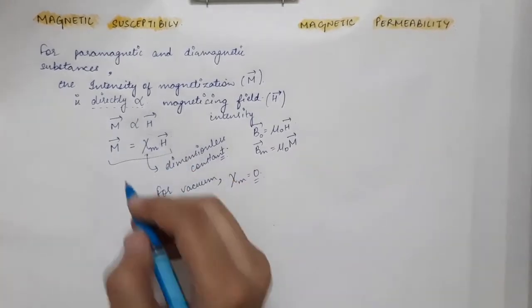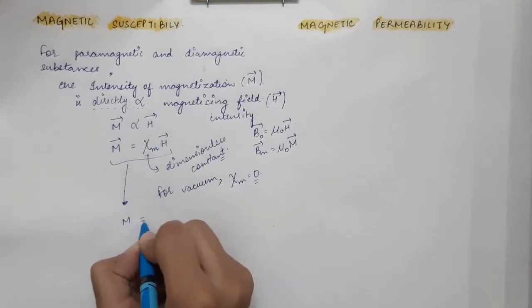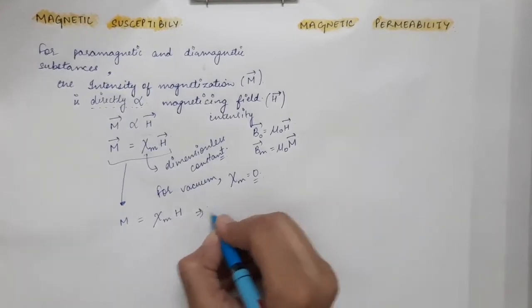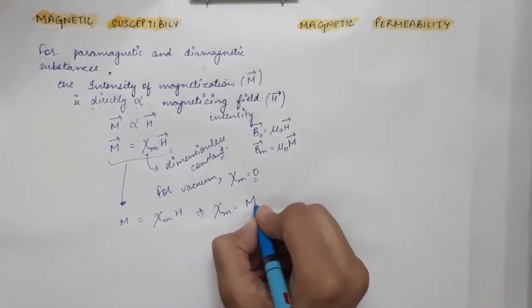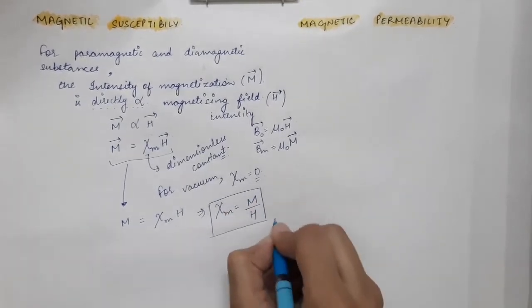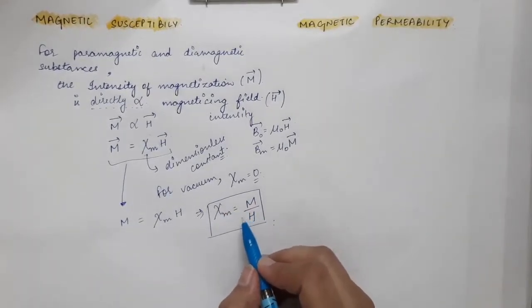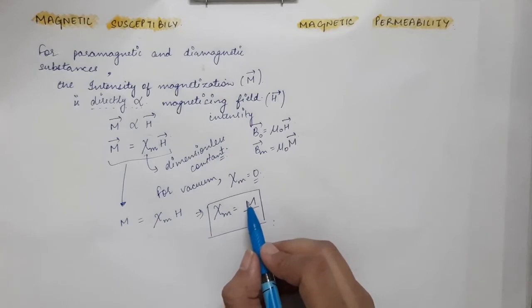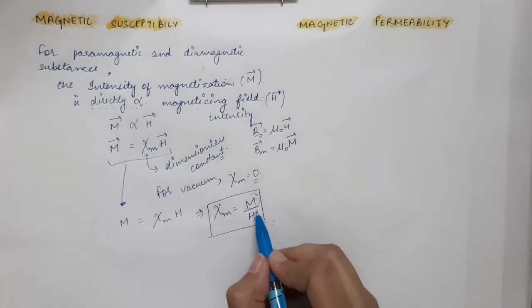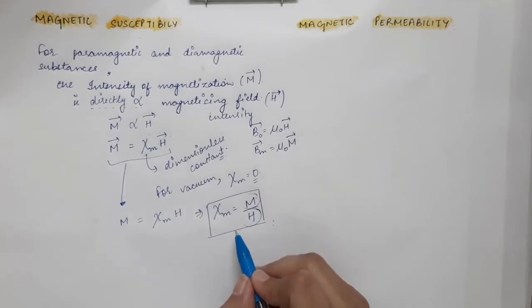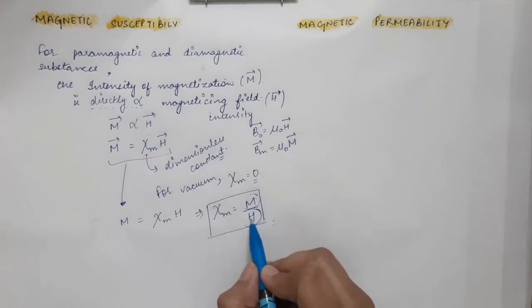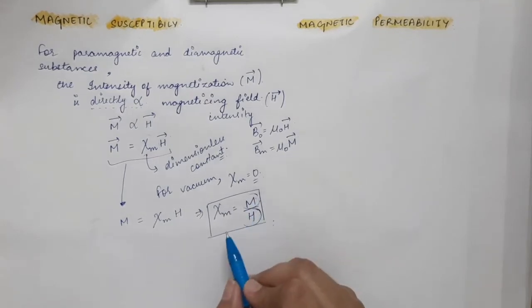Now if you write this equation in magnitude form, you will get M is equal to chi M times H, and from here you can find chi is equal to M divided by H. So the magnetic susceptibility of a material is defined as the ratio of the intensity of magnetization to the magnetic intensity, or you can say the magnetizing field intensity.